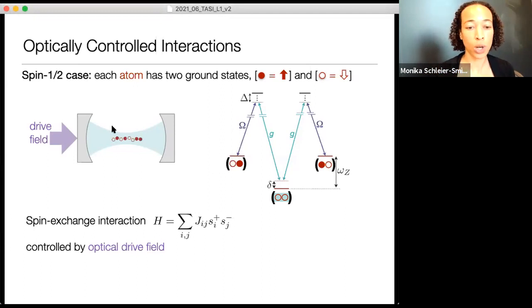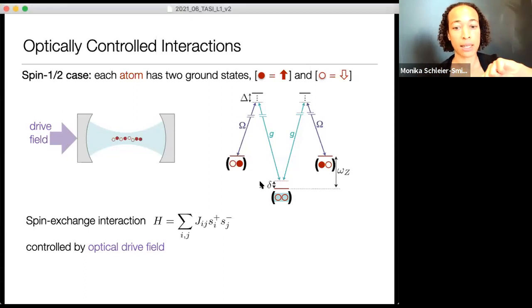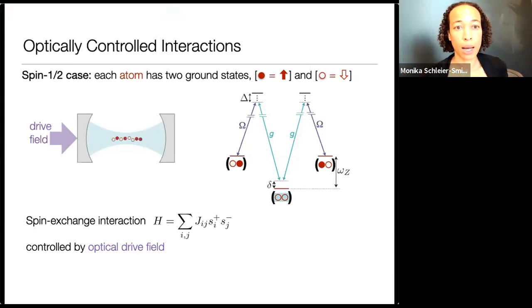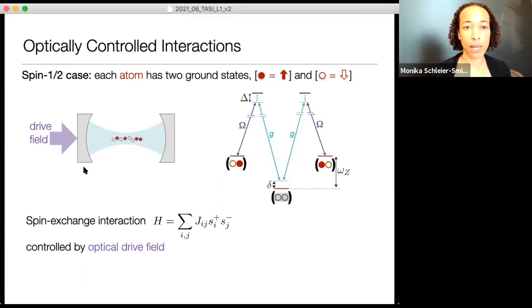So if we turn on this control field, then we have a process where one atom can absorb a photon from the laser and emit it into the cavity, and another atom absorbs it and flips its spin in turn. So the key point here is there's a drive laser that basically can turn on the interaction.